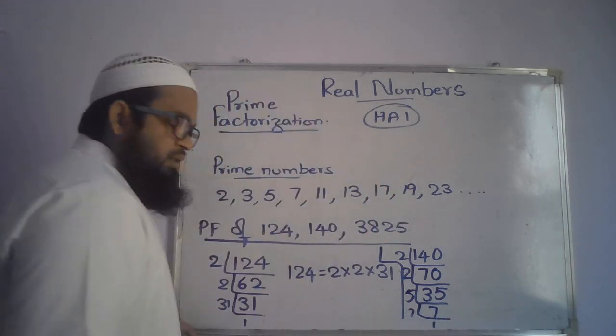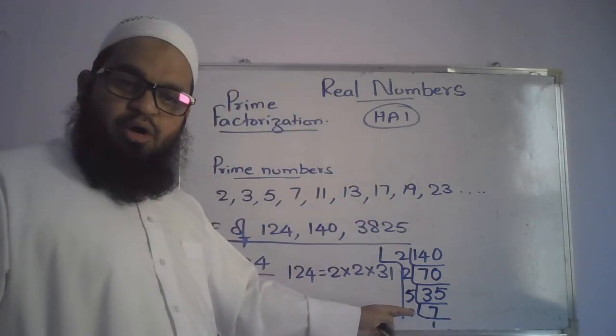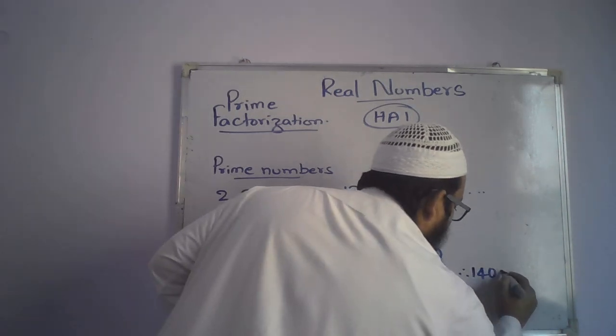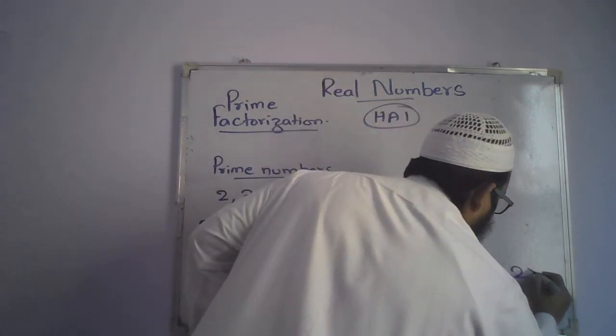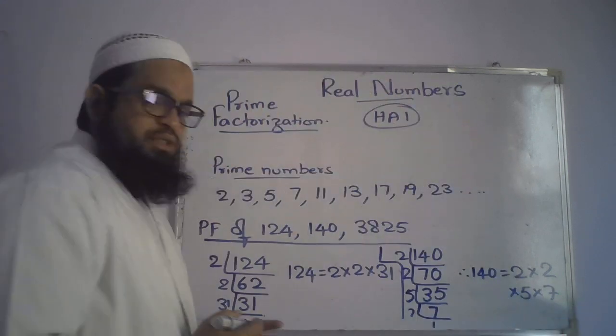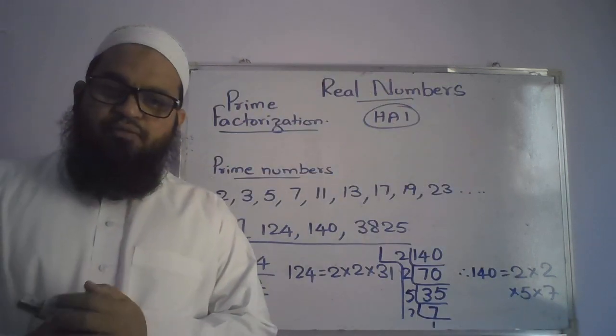and 7 is a prime number, so divided 7 ones are 7. So understood everybody how to do the prime factorization. So therefore 140 can be written as 2 times 2 times 5 times 7. Understood? This is the prime factorization of 140.